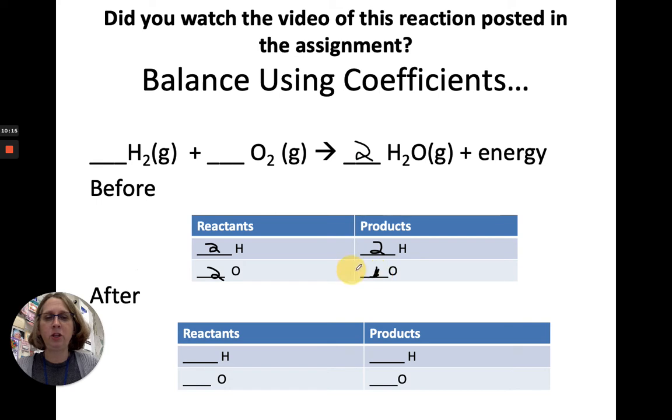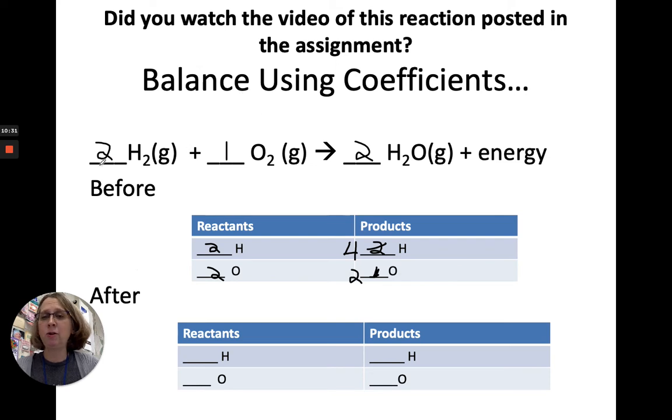Okay, so this is going to change to a 2, but it disrupts our hydrogen. We now have on this side 4 hydrogen. Now, how are we going to fix that? Well, that's really pretty easy. We're just going to put a 2 here. Okay, and of course, this would be a 1.